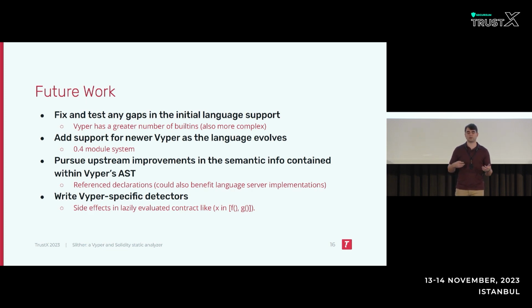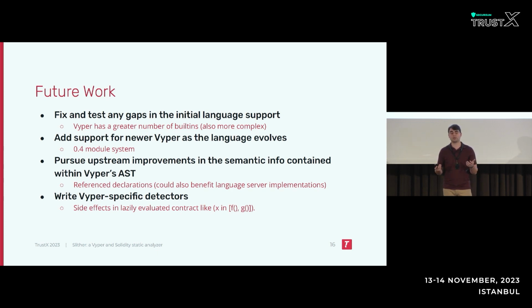And the third thing is that we'd like to pursue upstream improvements in Vyper. One instance would be reference declarations, where when you have a variable used, you can see where it was defined. This is something that not only would benefit Slither, but also peripheral tools like language server implementations. And as compilers mature and their AST, the abstract syntax tree, matures, it makes all downstream tools better, and that's something that we would like to invest in, and we've already started work towards that with the Vyper team.